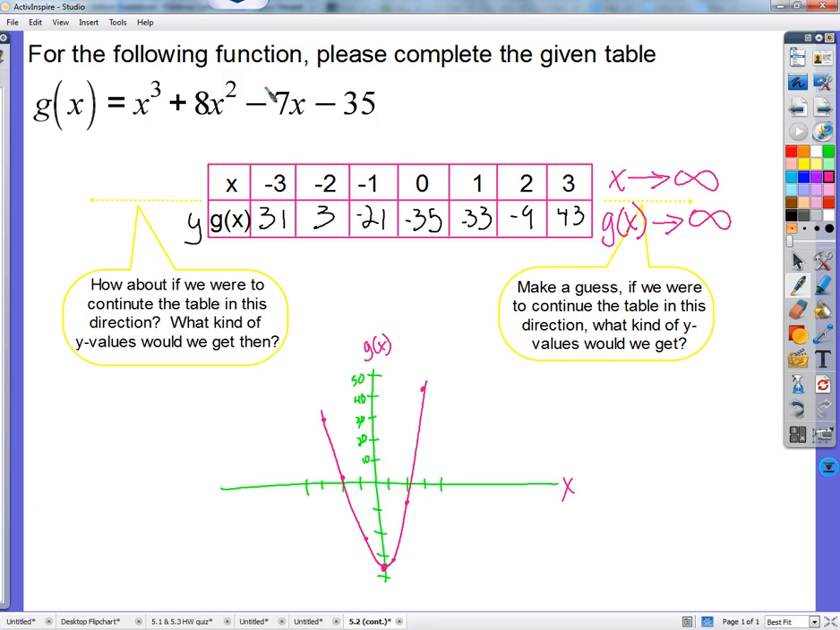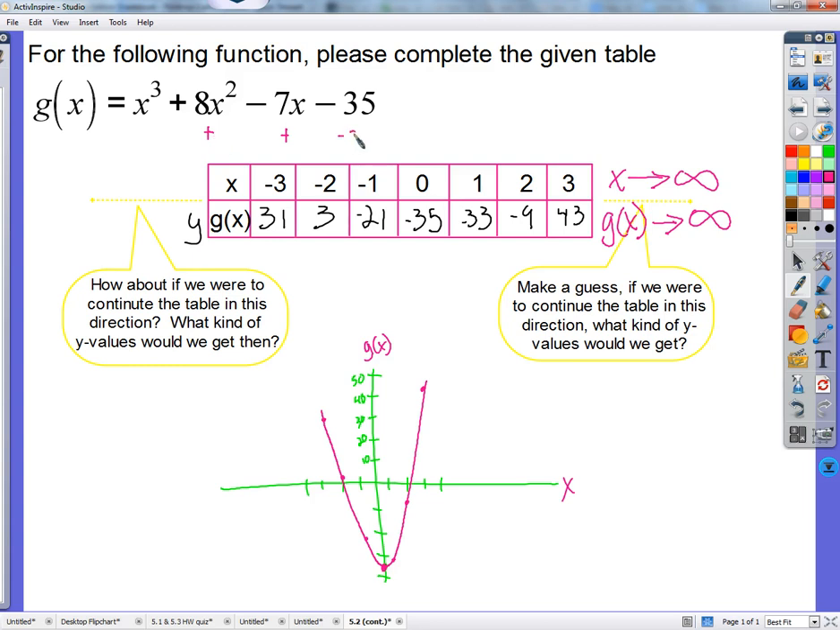So 7 times that negative number, and then also the 8x squared is going to stay positive. So for negative numbers, this part will always be positive. This part will always be positive. And the negative values are just getting bigger, then these are just going to be getting bigger, right? And then all you have is 35.